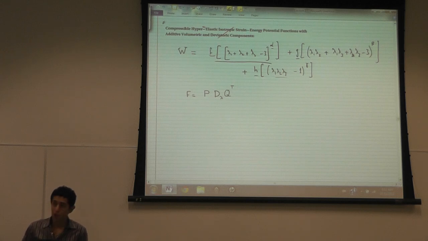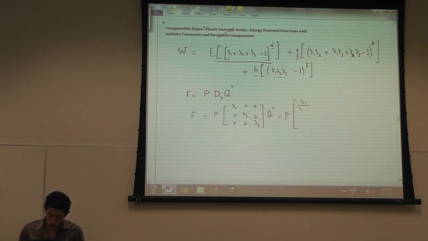Now I'm going to decompose this F into the volume part. I'm going to write F like this. This matrix P, instead of lambda 1, I'm going to put lambda 1 over lambda 1, lambda 2, lambda 3, power 1 over 3. Similarly, lambda 2 over J, power 1 over 3. J is the determinant of F, which is equal to lambda 1, lambda 2, lambda 3. Similarly, lambda 3 over J, power 1 over 3, Q transpose, multiplied by J power 1 over 3, I. An extra matrix at the end.